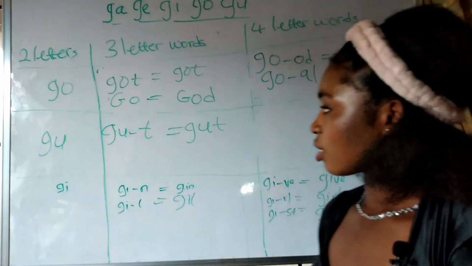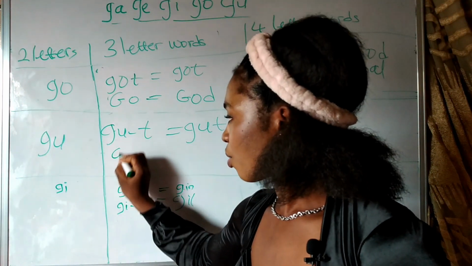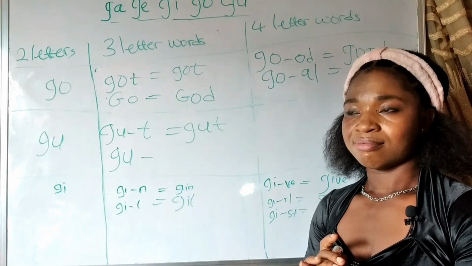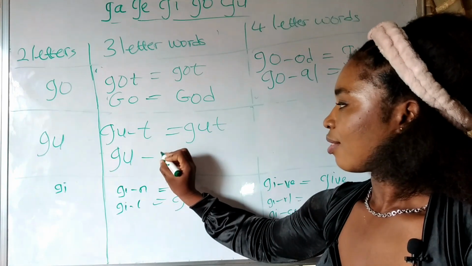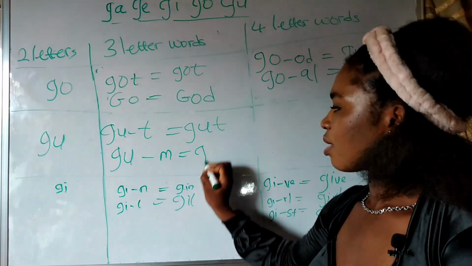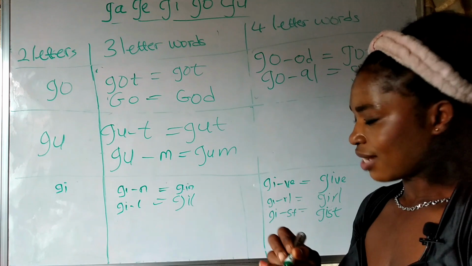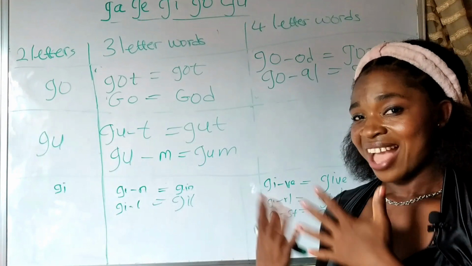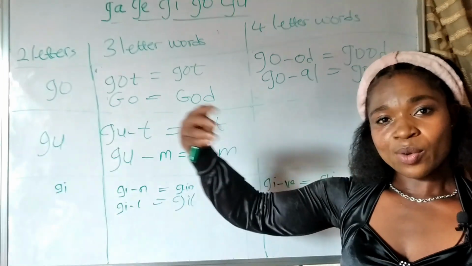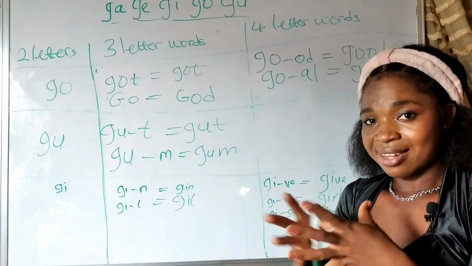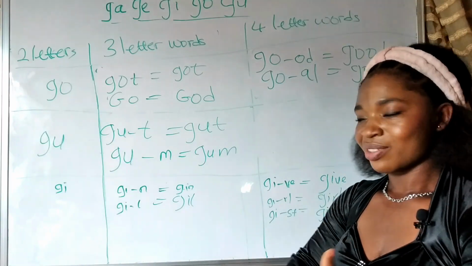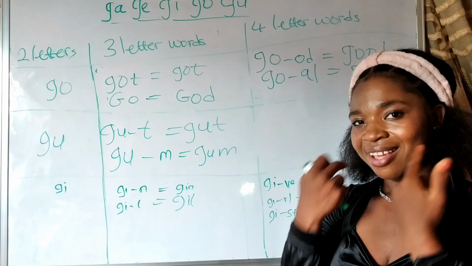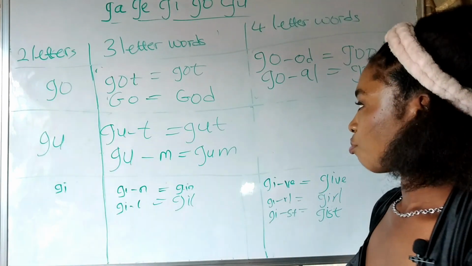Okay, let's proceed. Now again, you can have G-U, and I may decide to add letter M, and that equals gum. We all know gum. Now look at this gum. It can be seen in different aspects. Gum in terms of the liquid we use in sticking things together, like sticking some materials together. And again, it could refer to the gum in the teeth.